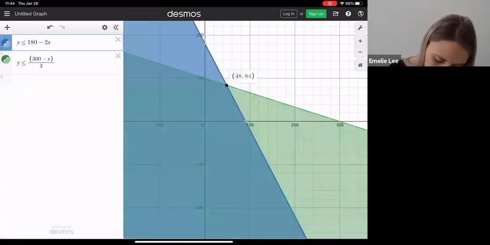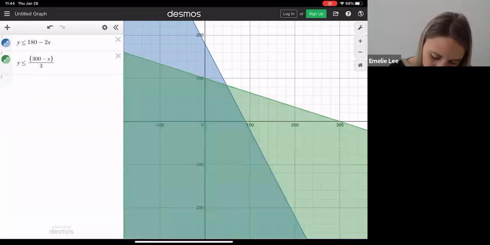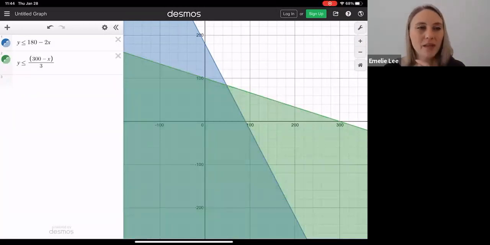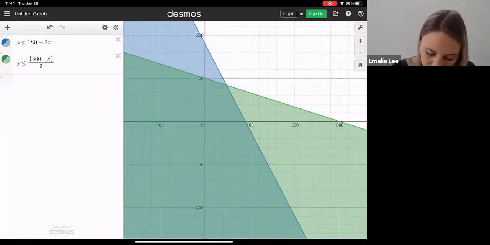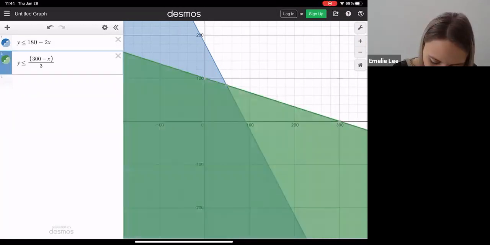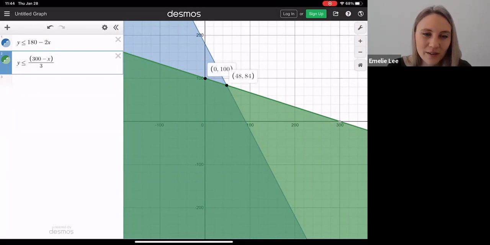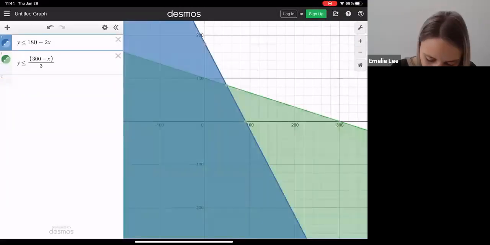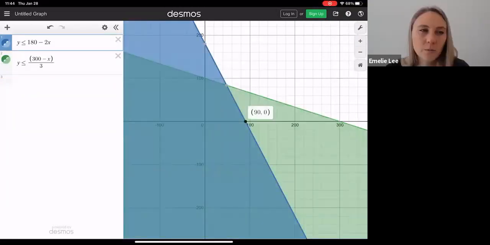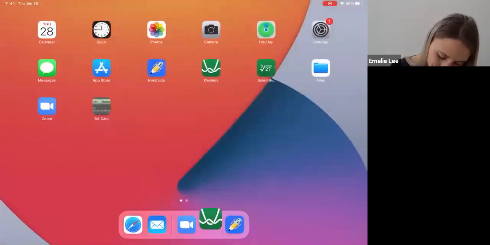Whereas here, if I'm trying to find the area of the overlap, right, then I'm restricted to going between here, 0, 100, 48, 84. Hey, that's confusing. And then this x-intercept 90, 0. Okay. So what I'm going to do is I'm going to map this out in our notes.